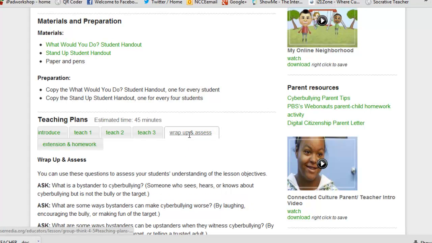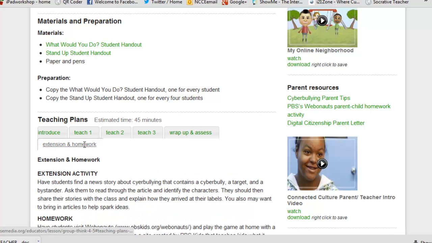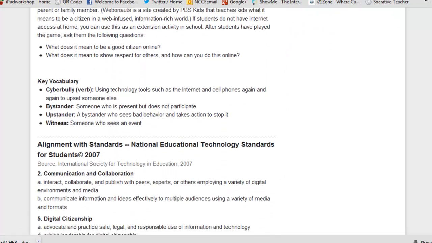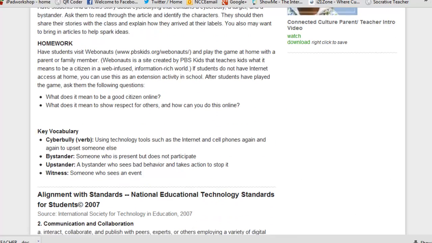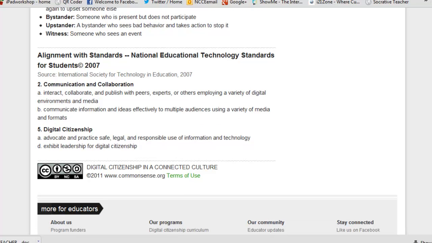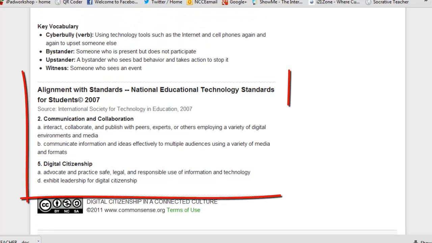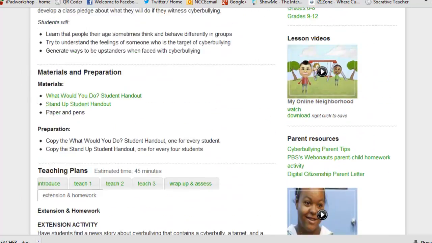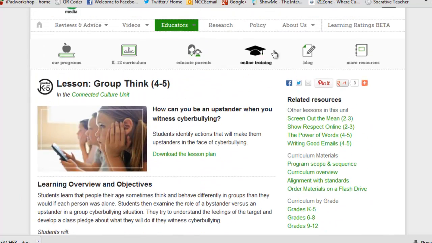Again, there's the wrap-up and the assessment. The questions are good in terms of pointing out exactly specifically what the objectives are. And then in the extension and homework, there is also some good information. And one of the things that I didn't mention earlier was that there is also in each of these lessons a clear alignment with the NETS standards for students.